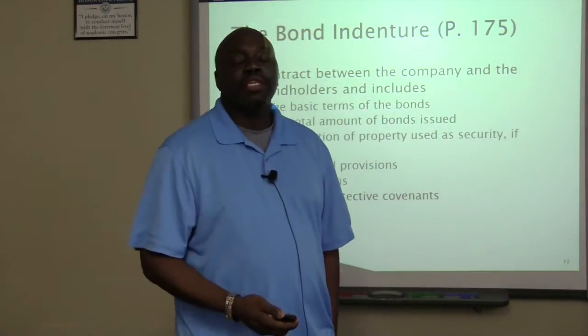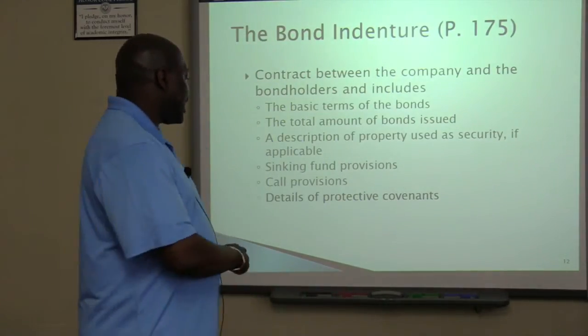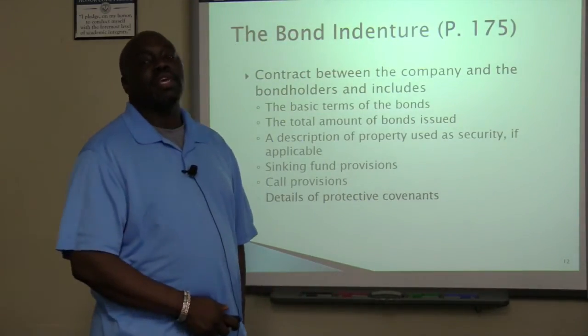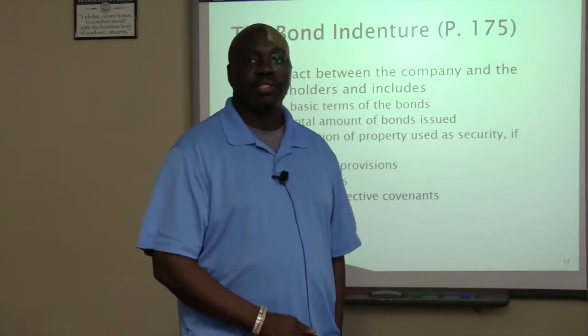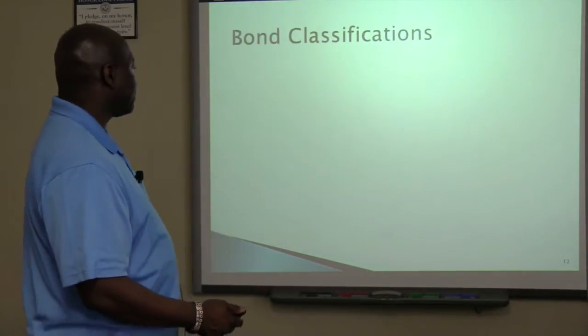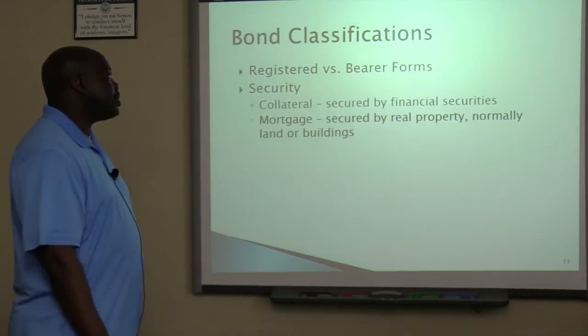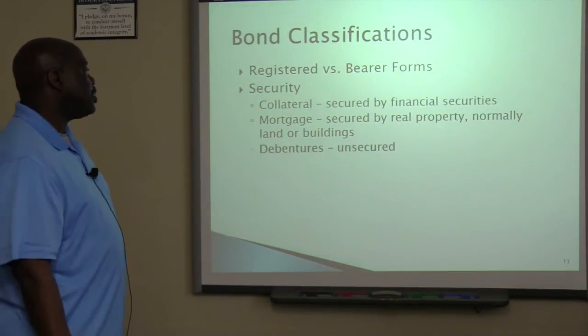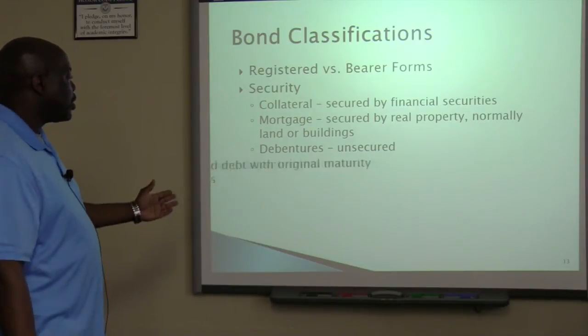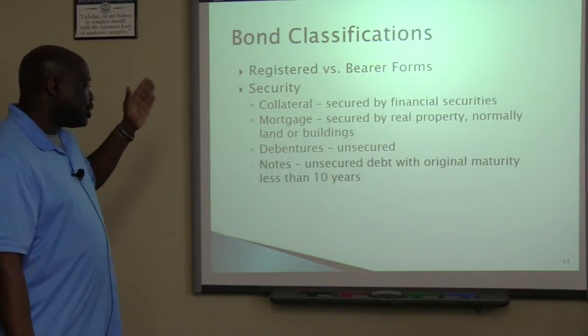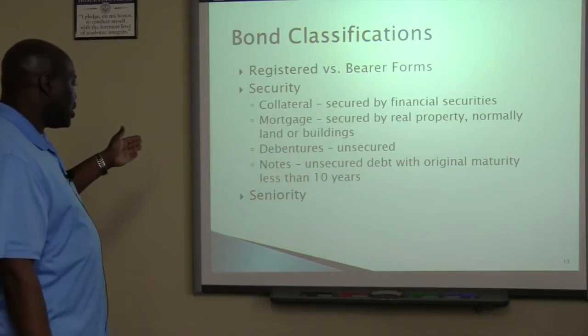You do also have details of protective covenants. Everybody needs to cover their back, and so this is actually put in to protect either the investor or the company that the bond is purchased from. Okay. Bond classifications. You have registered versus bearer forms, security, which has collateral, mortgage, debentures, notes, seniority.